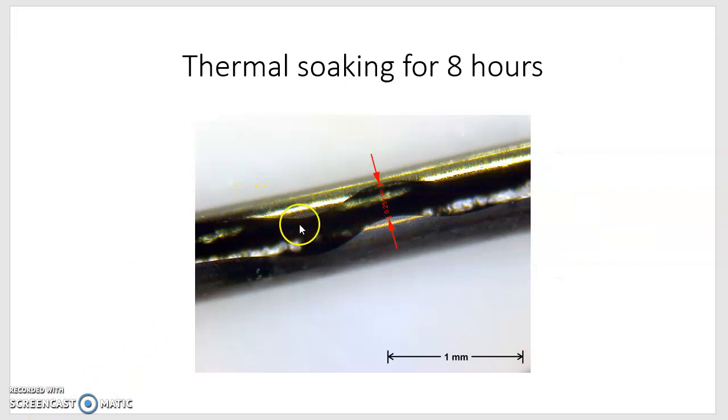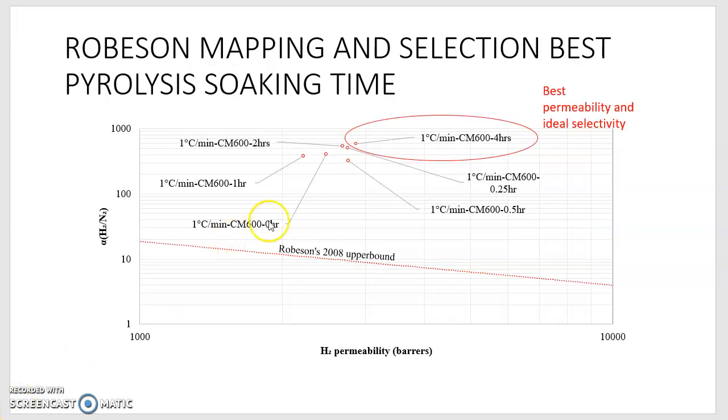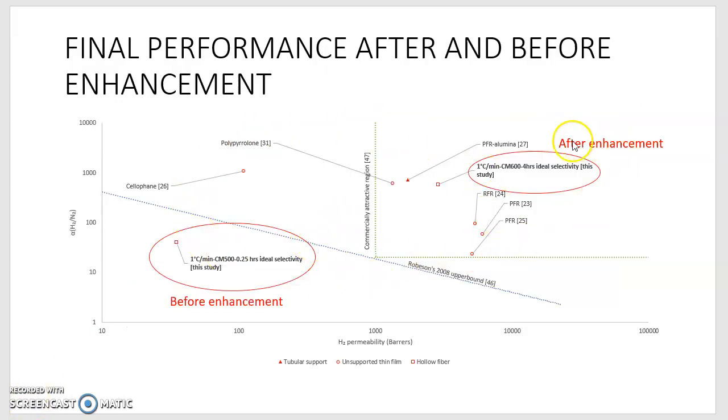When the thermal soak time is extended to 8 hours, the hollow fiber carbon membrane becomes very brittle and defective, rendering them useless. For example, in this case, there is a fine tearing along the fiber due to extreme denitrification due to over-sintering. And the last mapping on Robeson's plot indicates that the 4 hours thermal soak time produced the best performance on both hydrogen permeability and hydrogen-nitrogen ideal selectivity. Based on this final Robeson's plot, we have successfully enhanced the carbon membrane performance that has the balanced output between the hydrogen permeability and hydrogen-nitrogen ideal selectivity.